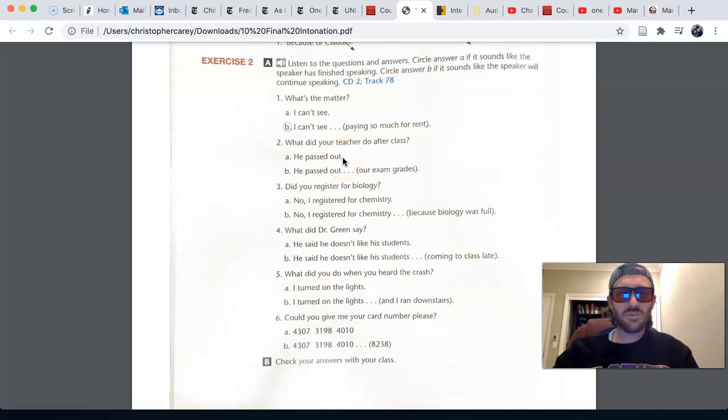He passed out. Sounds like me after class. So notice the difference between the two. For number 2, we're hearing B. He passed out, and maybe not passed out like fell asleep, but passed out some work, right? Your exam grades. So 2 is B.